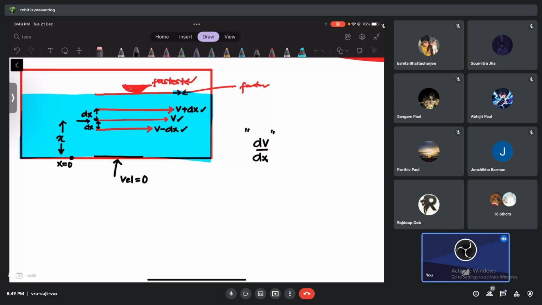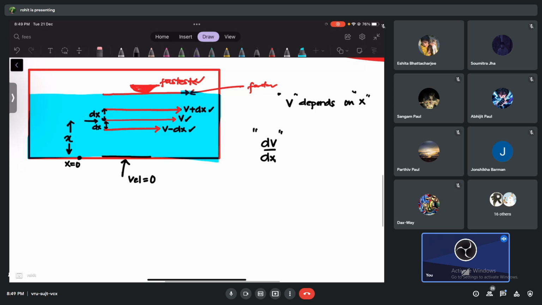Let me ask you from the beginning, what does velocity depend on in this case? So velocity is a function of displacement. Very good. Displacement, you can say that also. It depends on x. Do you agree, guys, with that?